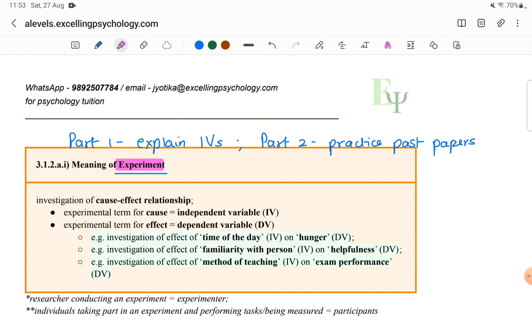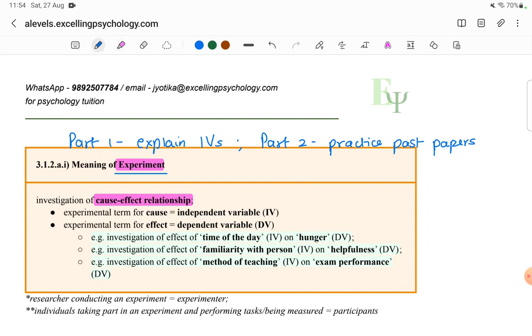An experiment is simply any study which looks into a cause-effect relationship. So regardless of whether it is conducted in the laboratory or in a classroom or in the workplace or at someone's home, as long as it looks into a cause-effect relationship, it will be called an experiment. In other words, the researcher is looking for some cause behind his phenomenon of interest.